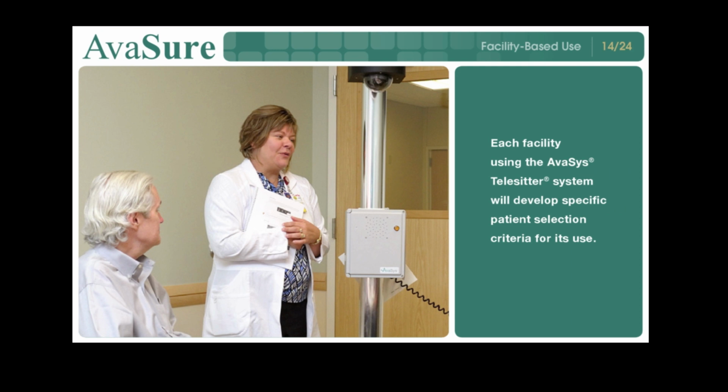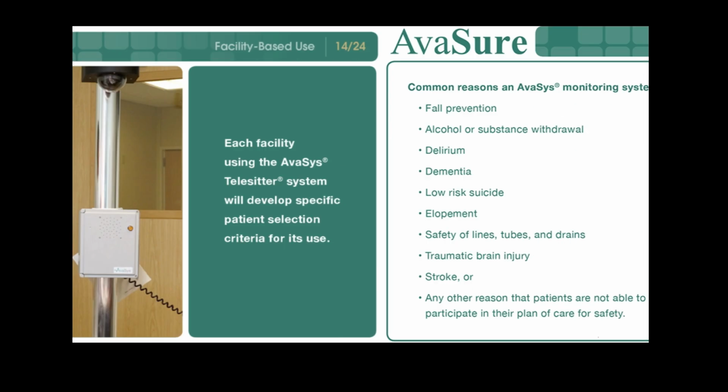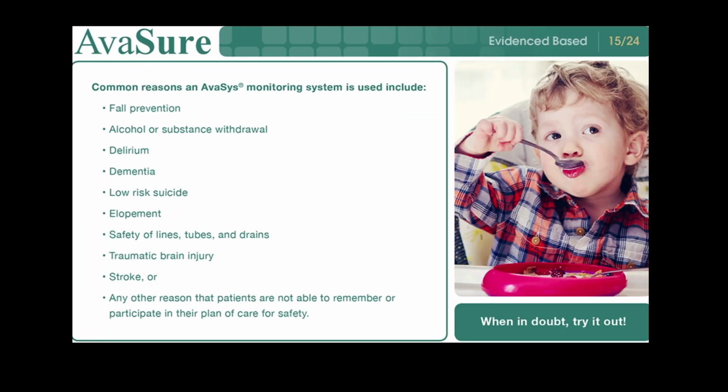Each facility using the AvaSys TeleSitter system will develop specific patient selection criteria for its use. Common reasons an AvaSys monitoring system is used include fall prevention, alcohol or substance withdrawal, delirium, dementia, low-risk suicide, elopement, safety of lines, tubes, and drains, traumatic brain injury, stroke, or any other reason that patients are not able to remember or participate in their plan of care for safety.